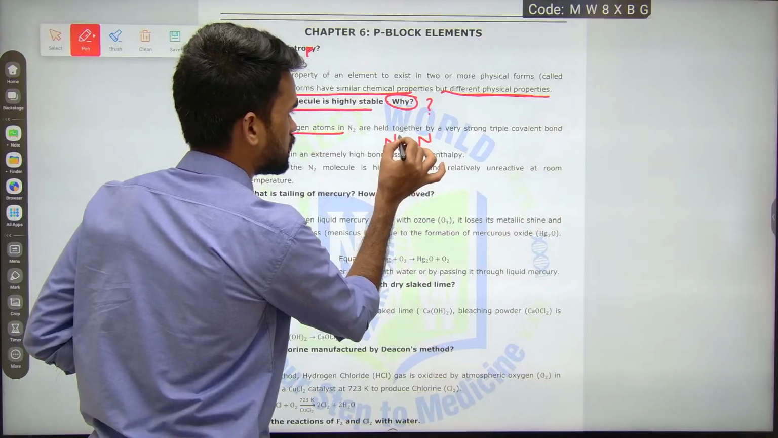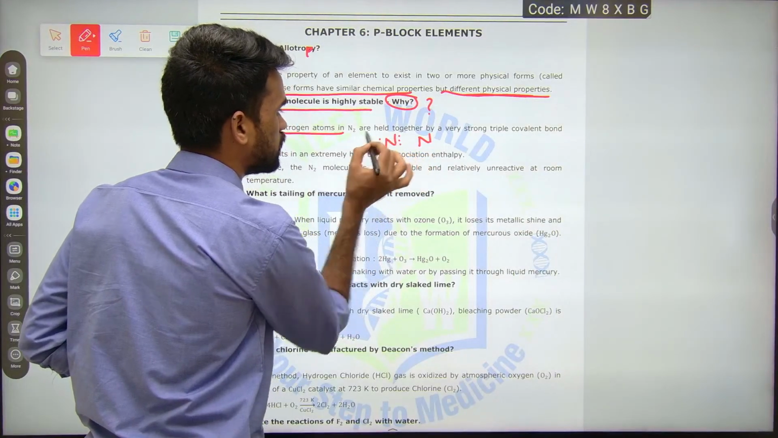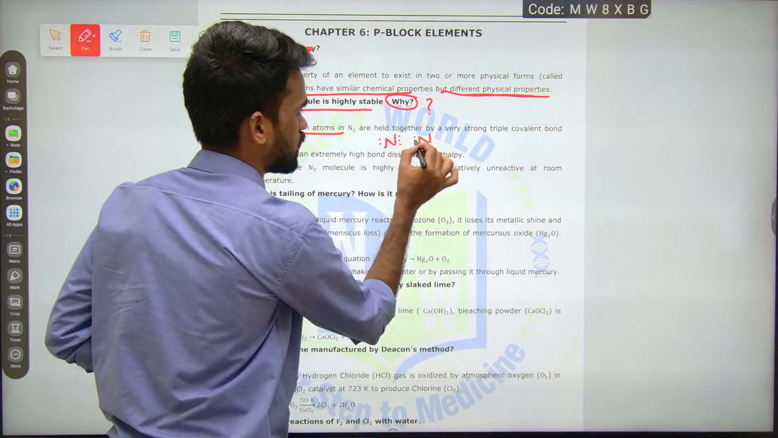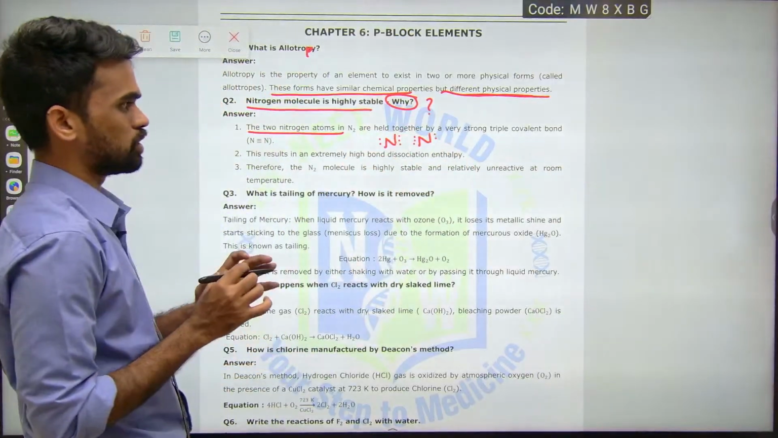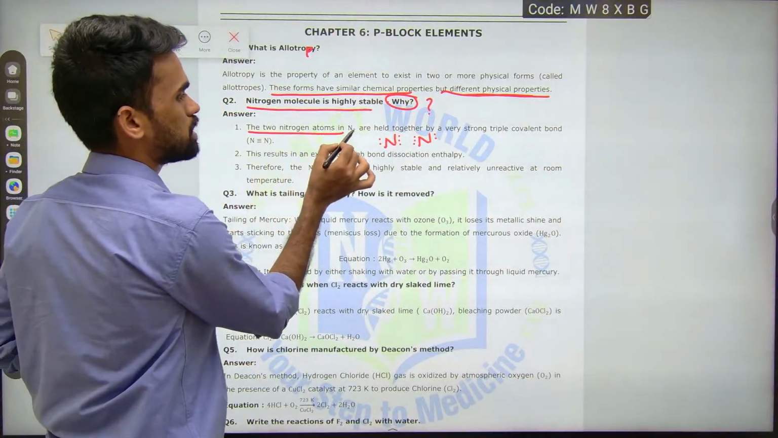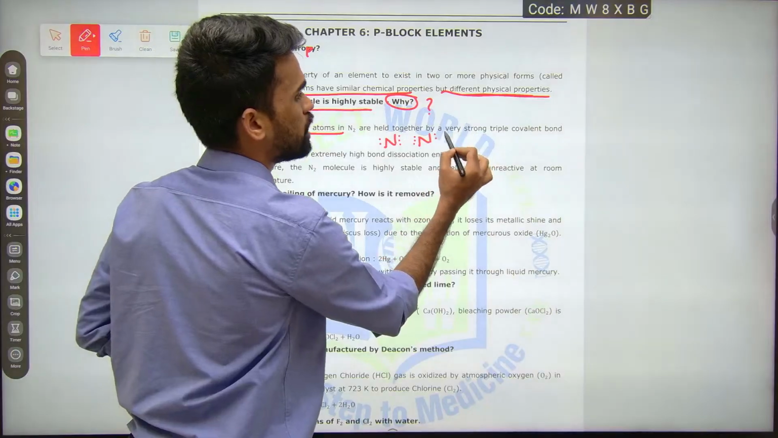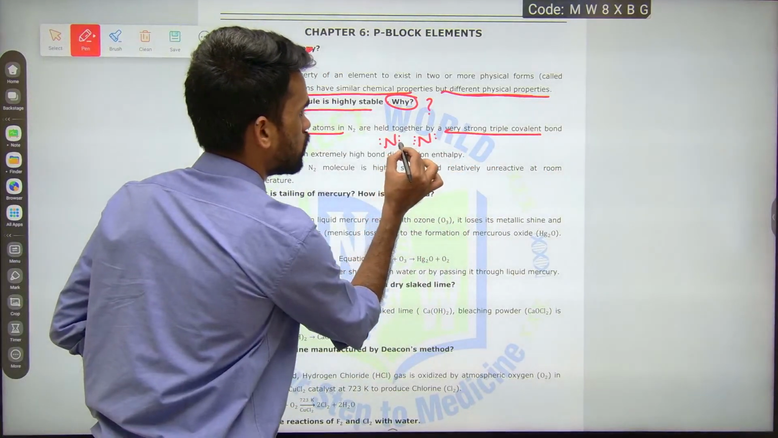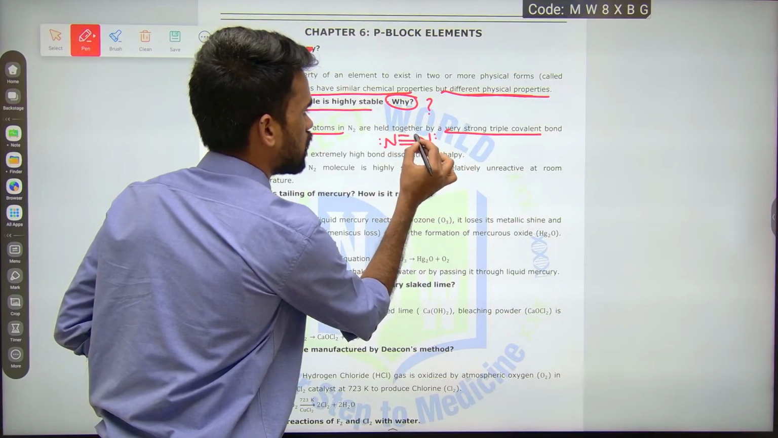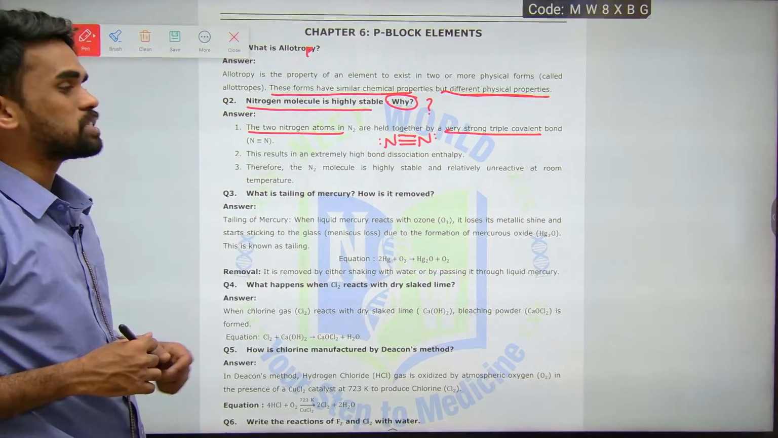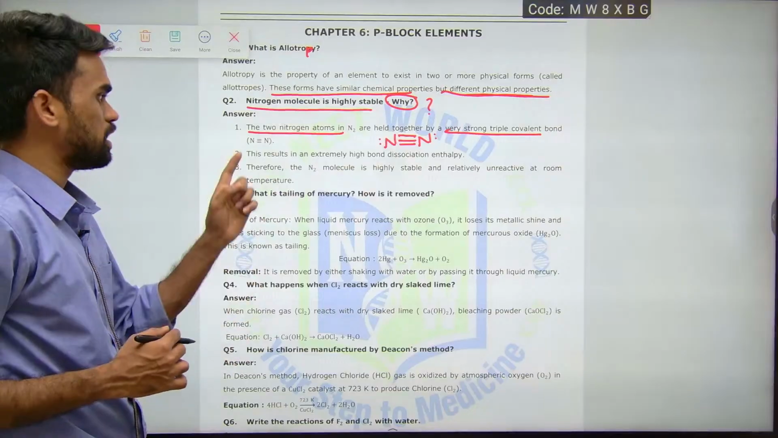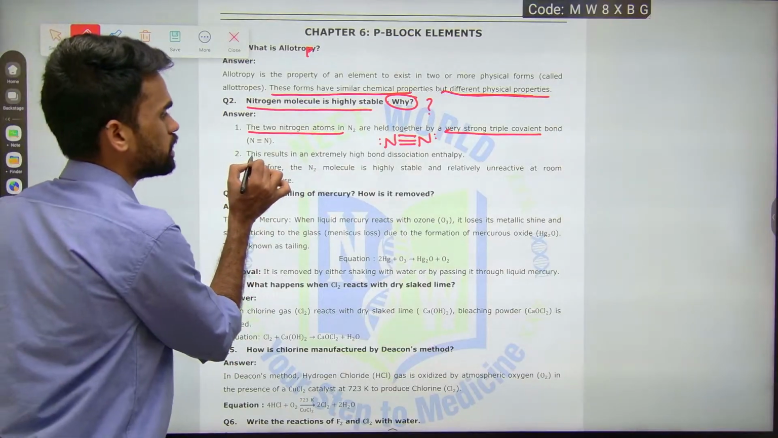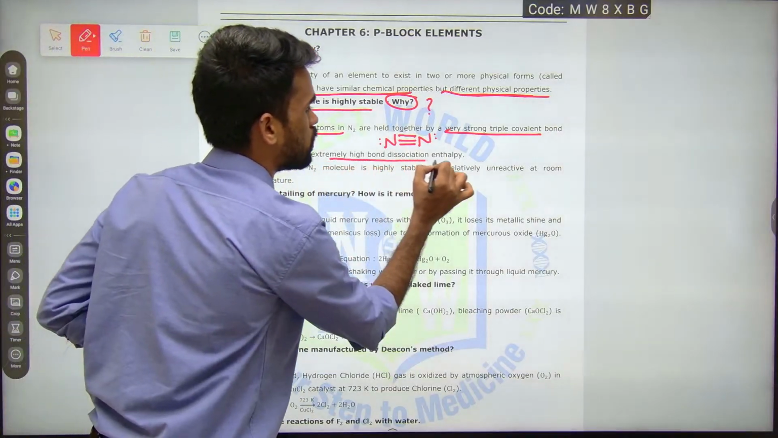So I am placing 3 dots here and 2 dots here on each of these nitrogen atoms. Okay, and after doing this, the 2 nitrogen atoms in N2 are held together by a very strong triple covalent bond. So this is one bond, the second bond and the third bond. Like this, 3 bonds are present between the nitrogen atoms in the nitrogen molecule. So this results in extremely high bond dissociation energy.